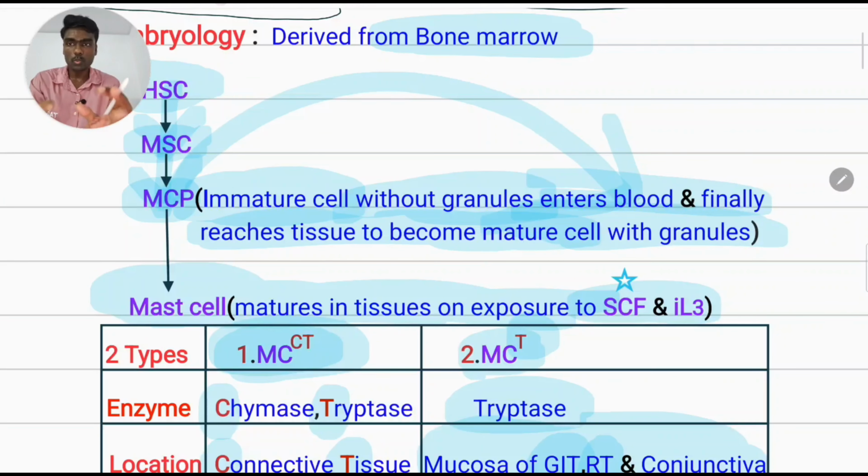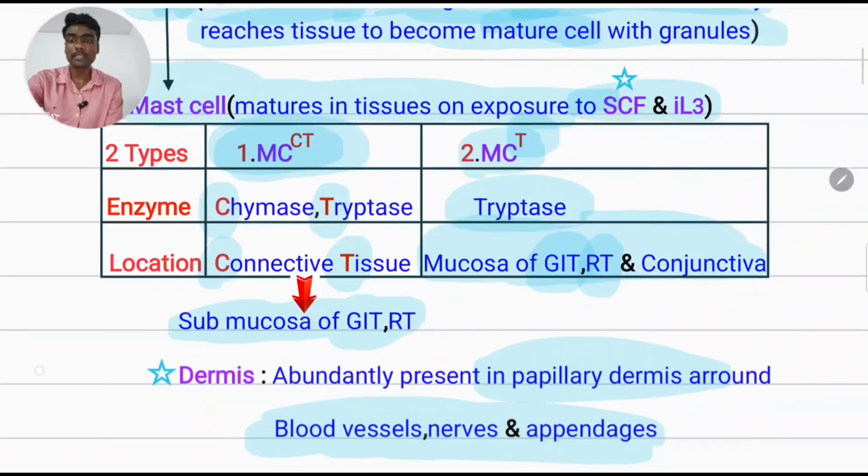By now we can understand that a mature mast cell with granules will never be found in the bone marrow or in the bloodstream. What if granulated mast cells are found in bone marrow or bloodstream? It is obviously an abnormal condition. What do we call that abnormal condition? I will answer at the end of this topic.